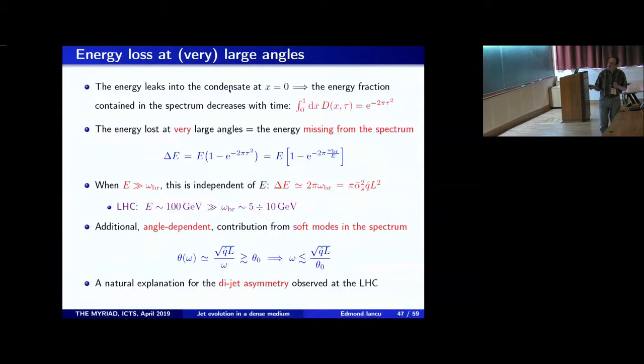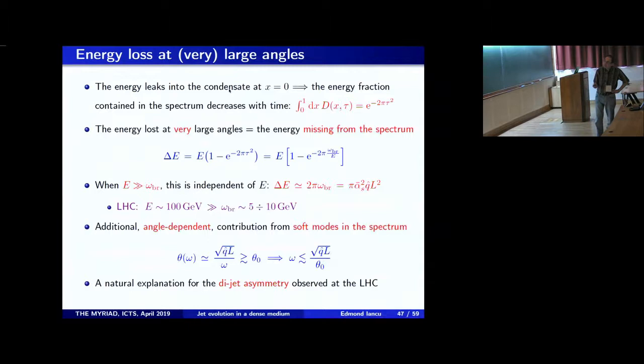We express that in terms of these special units, but if you return to the physical units, this energy loss at very large angles is the same as 1 minus this exponential, which includes the energy of the incoming particle and the typical scale for energy loss in the plasma, which is omega branching, alpha squared theta squared in this ratio. So you see clearly that the scale which is relevant for energy loss is this softer scale, omega branching, not omega c. That's an exact result.